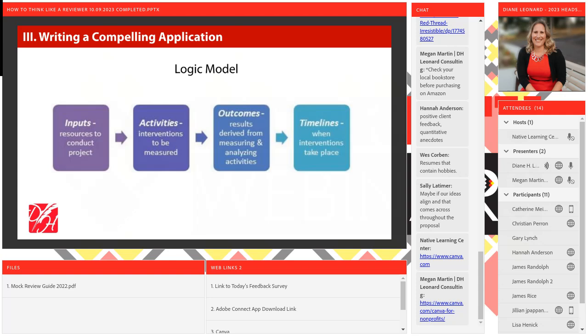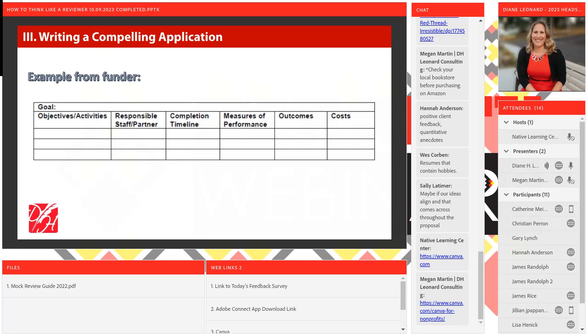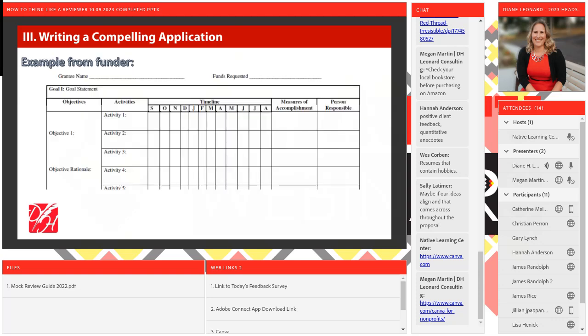Logic models are more like a 30,000-foot overview, I would say, compared to our work plans. So more proposals ask for work plans than logic models as attachments. What I want you to consider is what narrative questions are tied to logic models and work plan related content, even if it is not a required attachment.